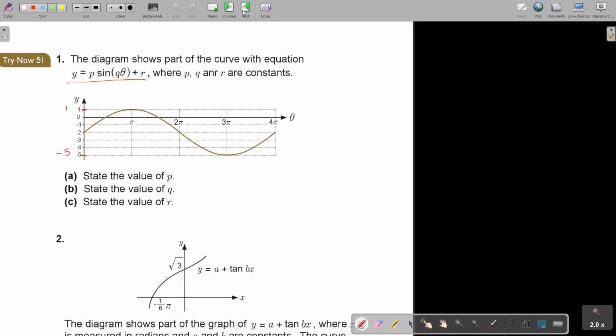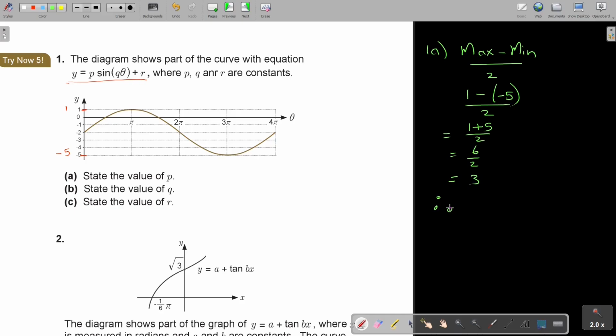If we're going to say number 1a, the maximum minus the minimum, divide 2. So the maximum is 1 minus the minimum, -5, divide 2. And that's going to be 1 plus 5 over 2, which is 6 over 2, which is also going to be 3. So therefore, the value of P, because that's in front of the sin, is 3. Okay. State the value of Q.